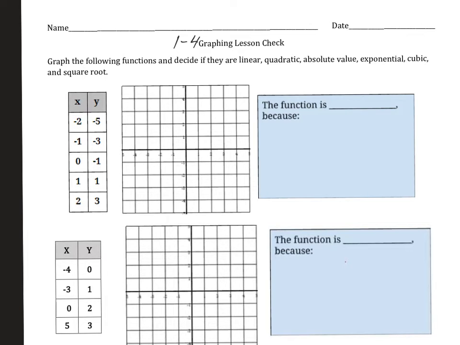Hello everybody, so today we are doing the 1-4 graphing lesson check. For this very first one, you should have gotten that it was a linear line. Let's just double check why that's true.